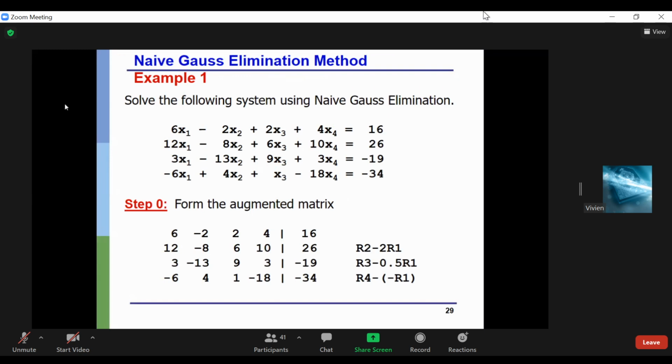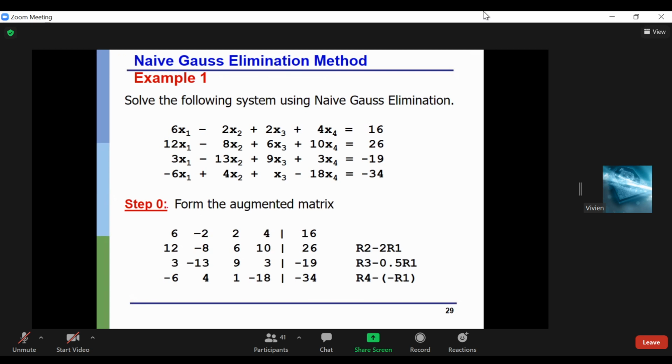Okay, so here we have, yeah, so that we can write it down as a matrix here. So that we have 6, minus 2, 2 and 4, and the right hand side is 16.